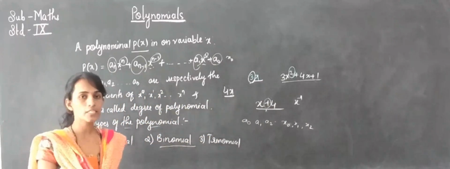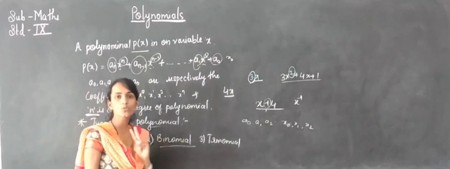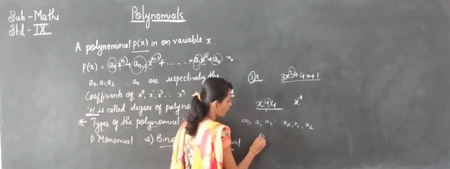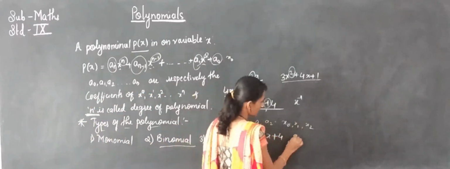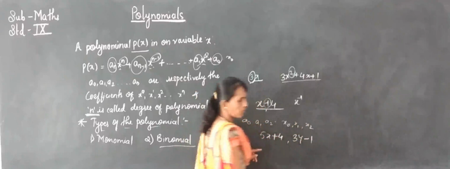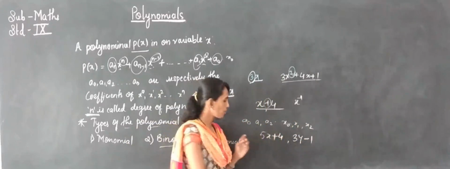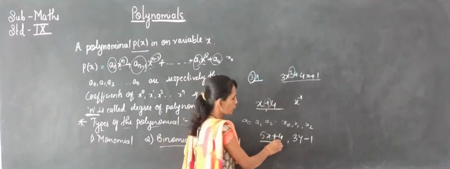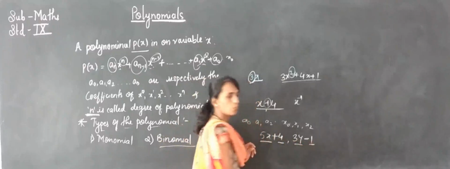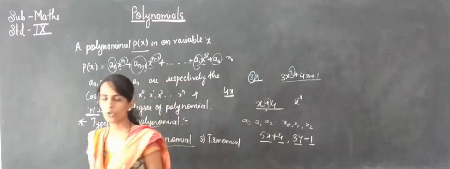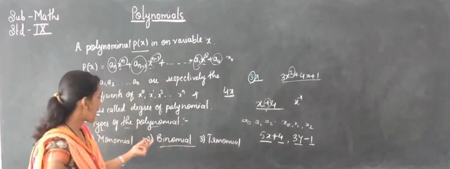The name itself indicates that bi means two. So the polynomial which contains two terms, for example, 5x plus 4, or 3y minus 1. The sign does not matter. Only how many terms? 5x is one term, 4 is another term. Here also 3y is one term and 1 is one term. So the polynomial which contains two terms is called a binomial.